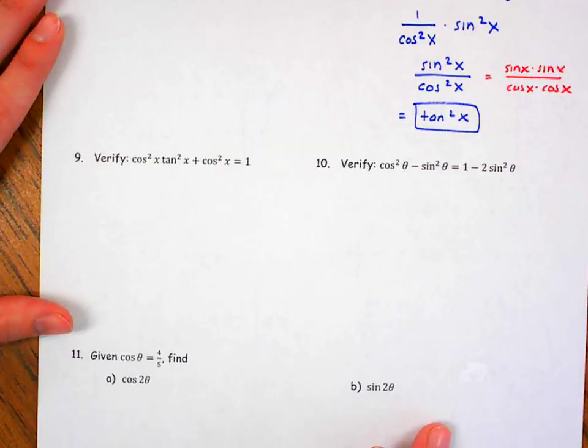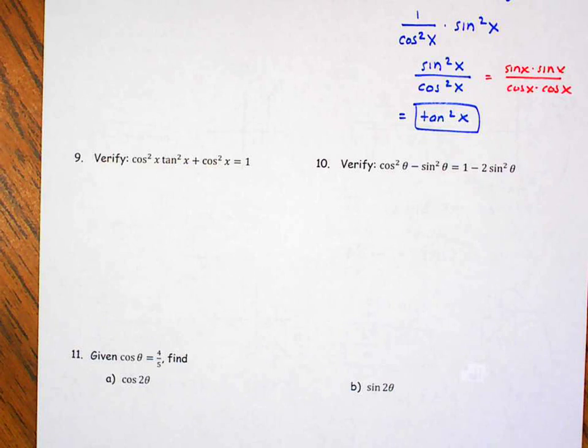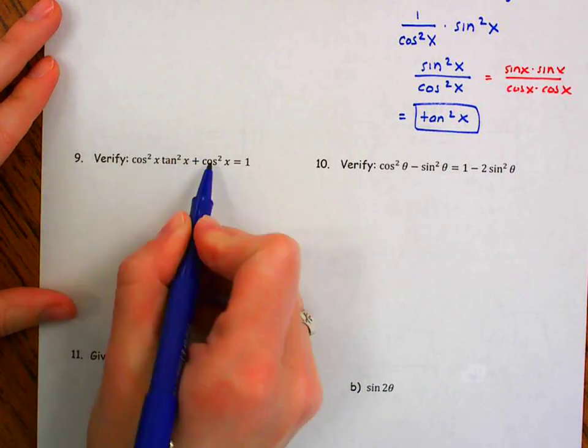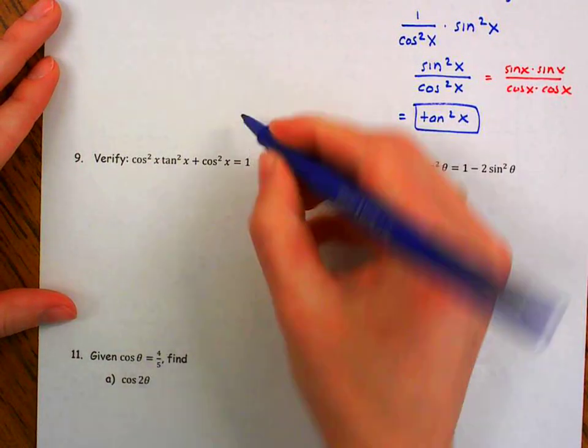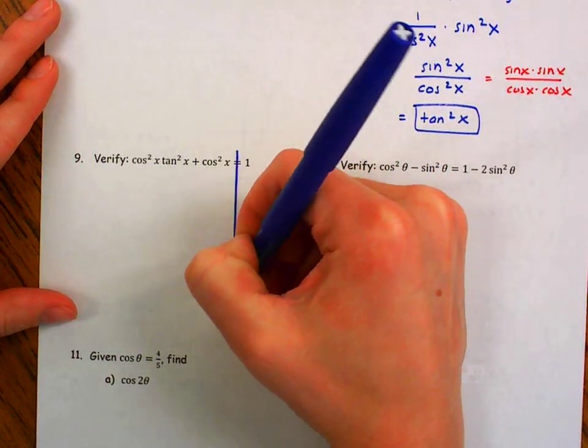Number 9, we're going to verify. On the notes page we did in class, I gave you guys some methods to try. One of the big ones is always try to factor things out first if you can. So you'll notice that I have a cosine squared here and here. When we verify, remember we can't change one of the sides. This is the simple side. We're going to leave it just the way it is.